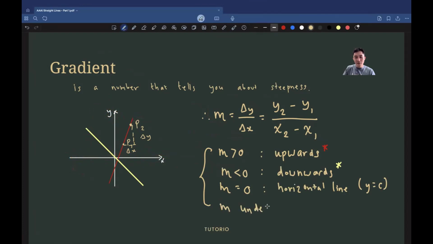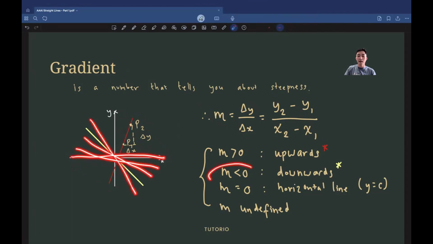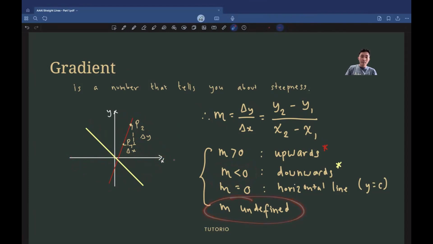Okay. When are the cases that this could happen? Well, basically, you know that here is a 0 gradient. Of course, when you start increasing the inclination, it's going to get more and more positive. And then from the flat gradient, if you start to decline, you are going to get a negative gradient. So the undefined gradient happens when it is a vertical line.